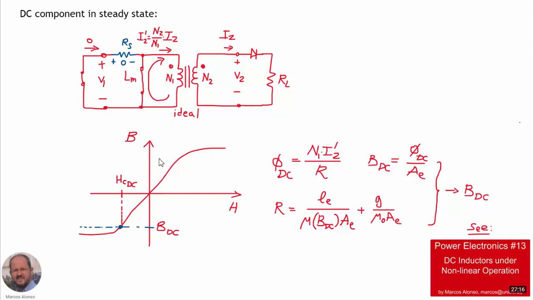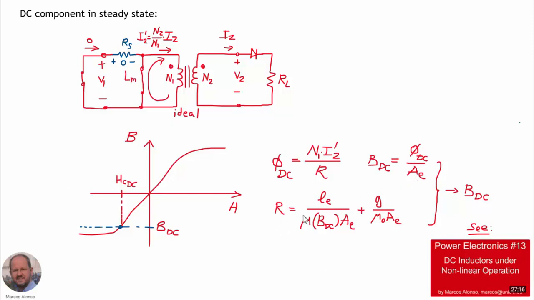We are showing here the BH curve of the material, so we are going to have a DC component of the magnetic flux density and a DC component of the magnetic field intensity. We can calculate the DC component of the magnetic flux density as shown in these equations. The DC component of the flux is the DC component of the magnetomotive force divided by the reluctance. The magnetic flux density is the flux divided by the area.